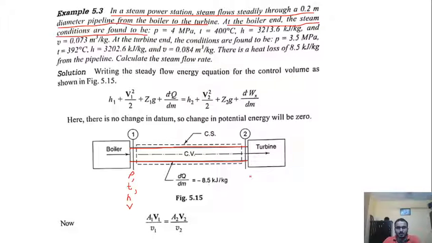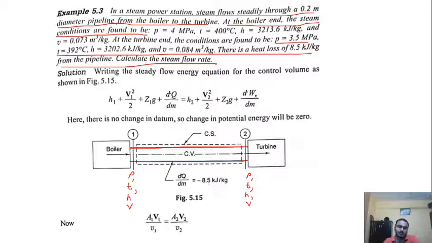So P is given, T is given, H is given, and nu is given. So all things are available, and the heat loss of 0.8 kilojoule per kg is given. So calculate the steam flow rate.